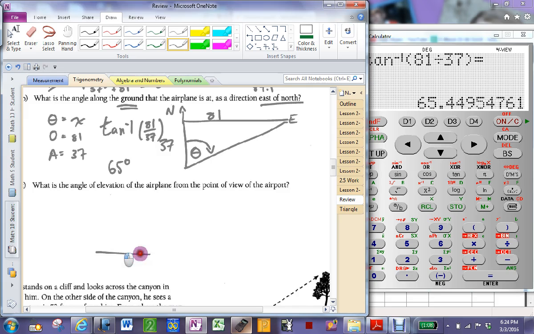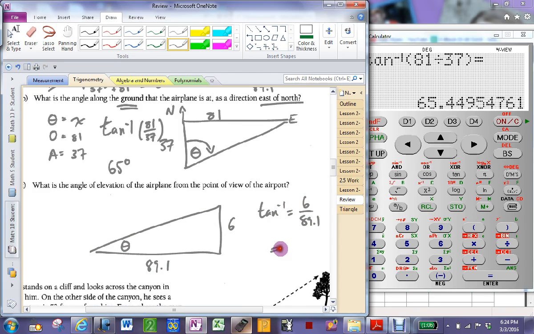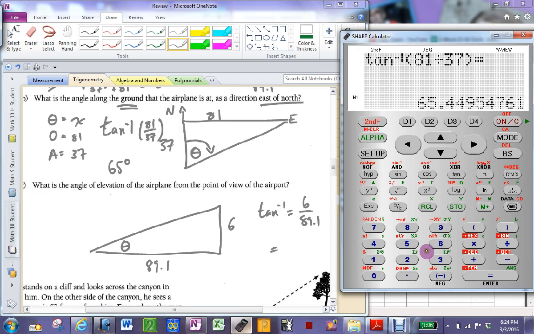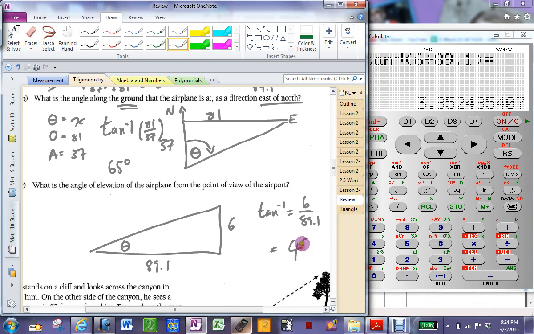Angle of elevation for the plane. I know that's 6. I know that's 89.1. So I need theta. Again, it's shift tan of 6 over 89.1, which equals 6 divided by 89.1. Close brackets. 3.85, which is 4 degrees.